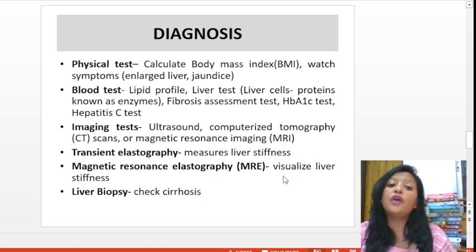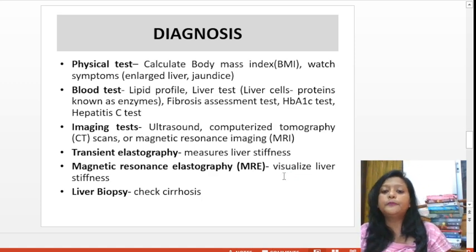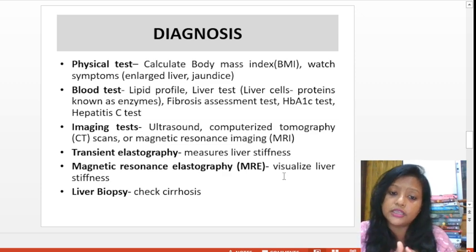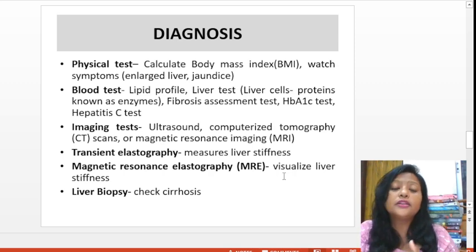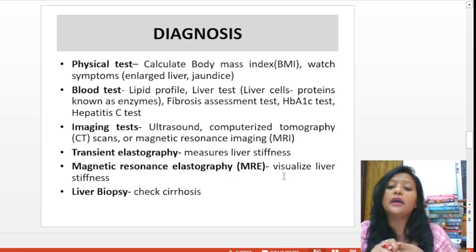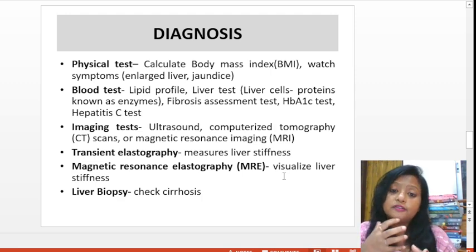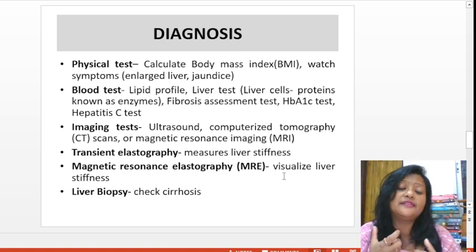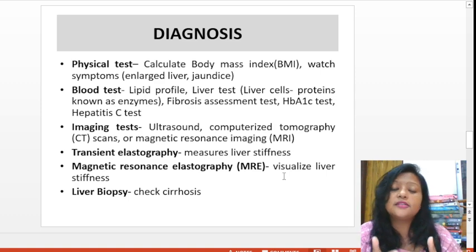Now, how will you know that you have fatty liver? As I told you the symptoms, if you face those symptoms, you have to go and talk to a doctor. You need to talk to a dietitian. The doctor will give you some physical tests, like they will calculate your BMI, body mass index, where your height and weight will be taken into consideration. Also, they will see if your liver has been enlarged or not, if you're having symptoms of jaundice or not. So these are physical tests.